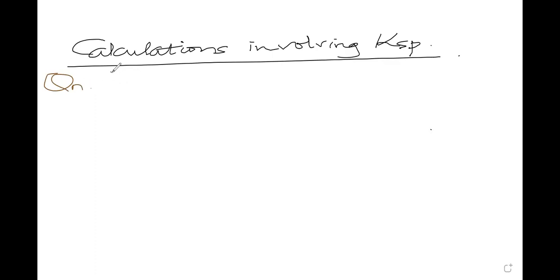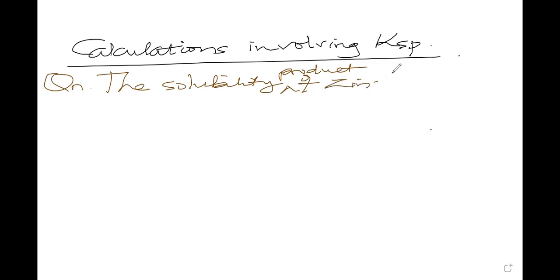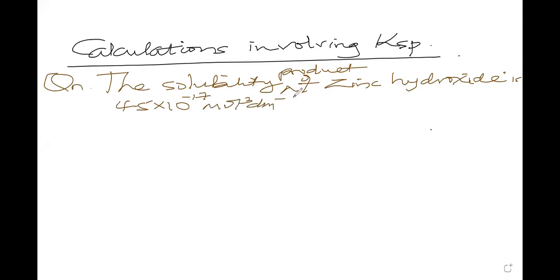The question says, the solubility product of zinc hydroxide is 4.5 times 10 power negative 17 moles cube dm negative 9 at 25 degrees Celsius. This is part A of the question.